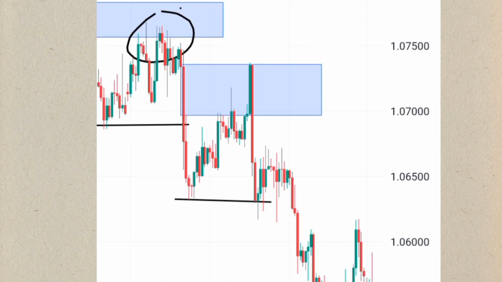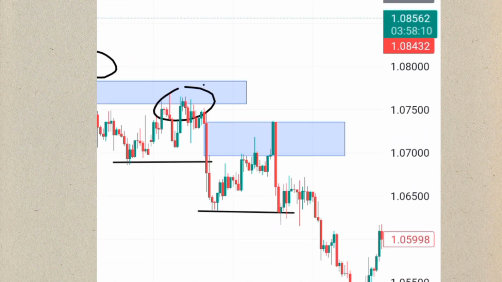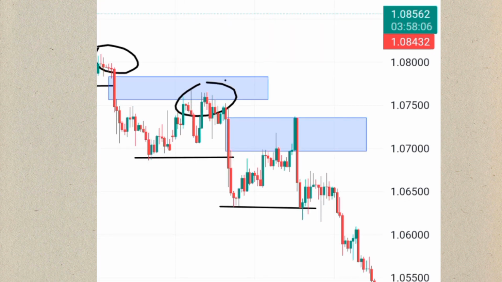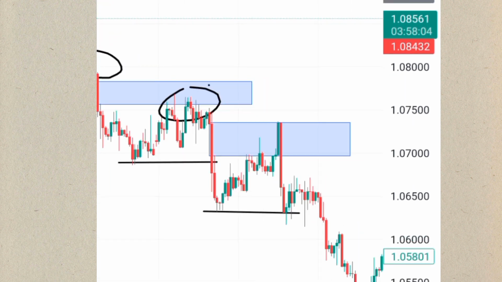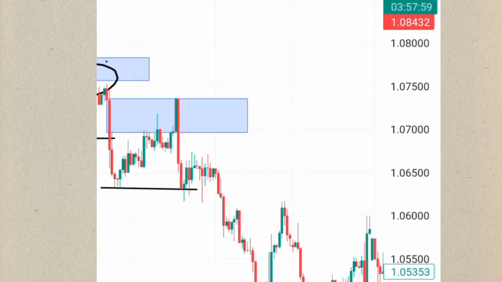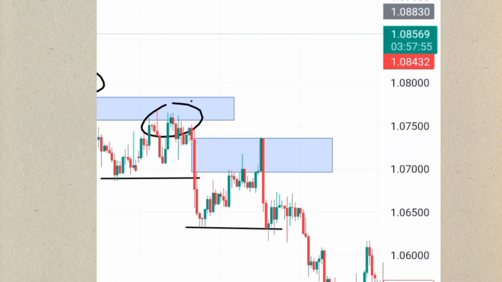Also, you must first see the breakout structure, then identify the higher low that made that breakout structure, indicate your fair value gap, then boom, you go. So you do that consecutively until you get your good trades in the market.